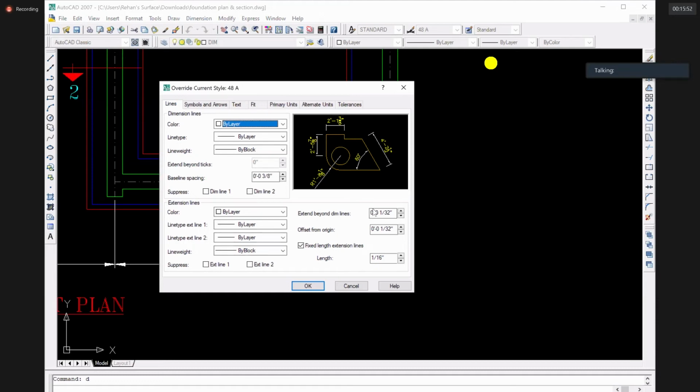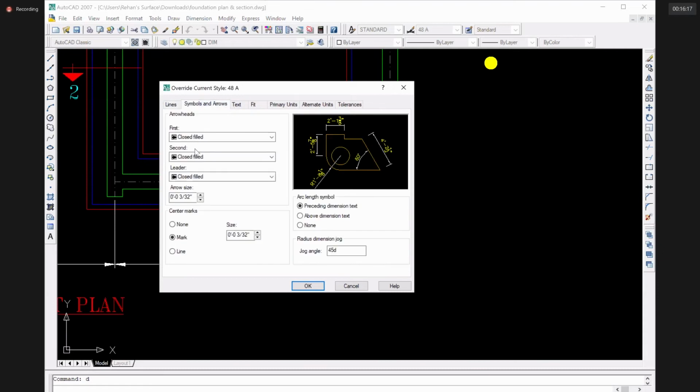And what is this? Extend beyond dimension line and offset from origin. It means this is the offset from origin, from the object to the start of the dimension line. And extend beyond dimension line means how much it should go ahead of the dimension line. For symbols and arrows, keep it to arrow. Arrow size, keep it to whatever it is, 3/32 inches, but it can be changed depending upon the size of the project you are doing.